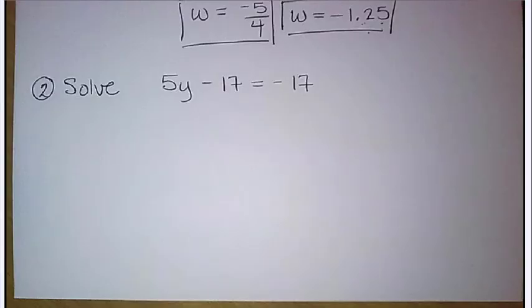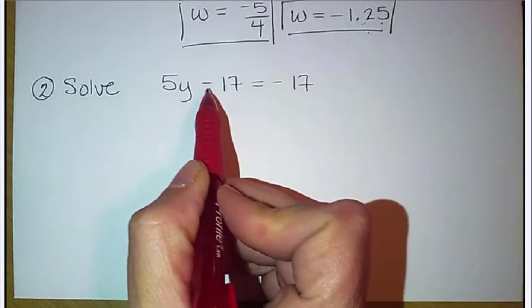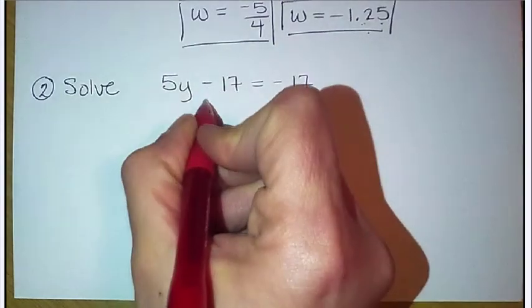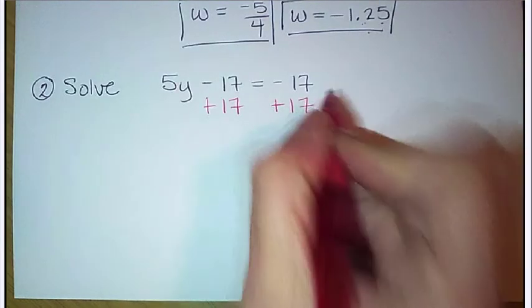Okay, so for our next example, we have 5y minus 17 equals negative 17. Again, it's very similar to the problem that we just did. We have our y's all together on the left-hand side, so the first thing we want to move away is that constant. So in this case, we have a minus 17. Again, always thinking opposite. The opposite of subtraction is addition. So we are going to add 17 to both sides of our equation.